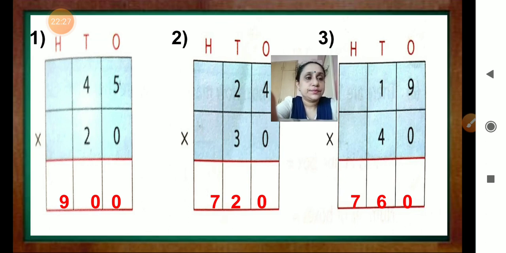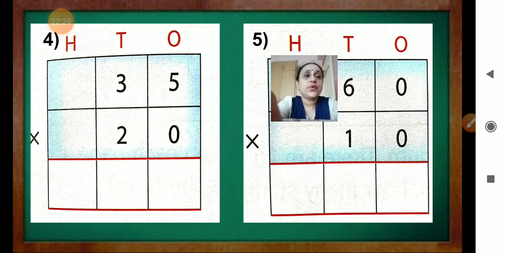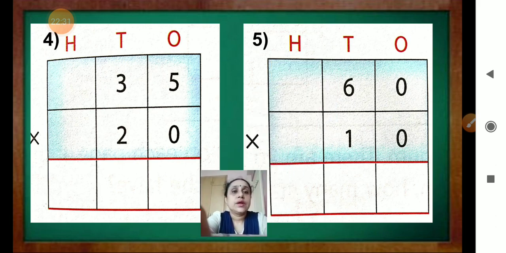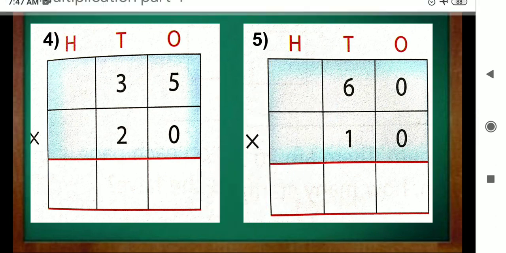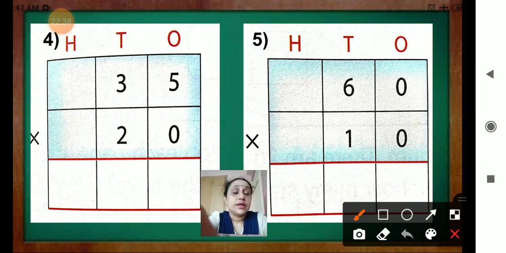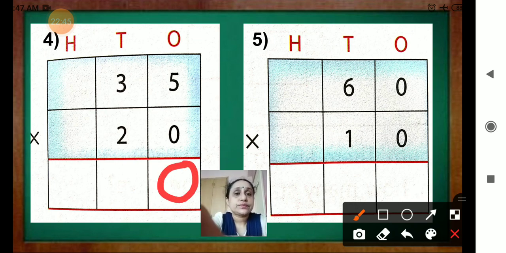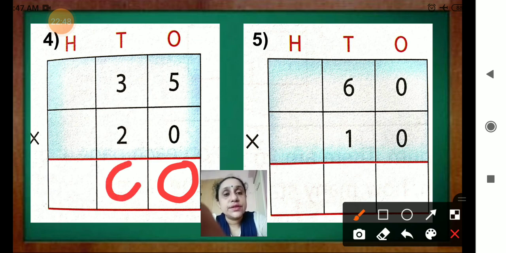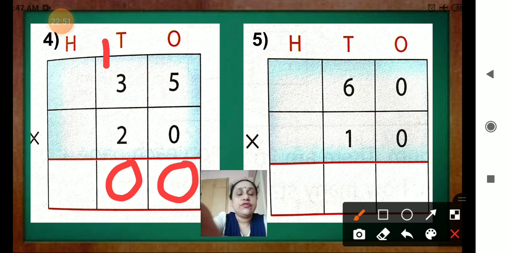Now next question. Question 4. 35 multiplied by 20. Now you have to tell what we will do, what we will write. In the ones place, 0. Then next what we have to do? 2 5s are 10. So write 0 here and 1 will be carried over. Then 2 3s are 6. 6 plus 1, 7.